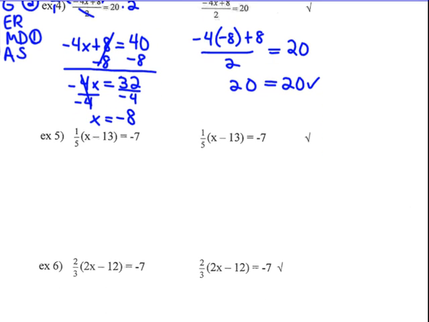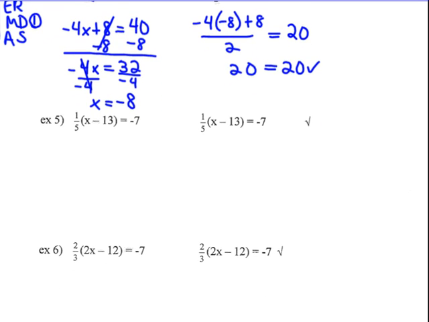I'm also going to do example number 5. 1/5 times x minus 13 equals negative 7. I could distribute that 1/5. But then I have 1/5 x and 13/5. Ugh, I don't want to do that. I don't want to do the distributive way on this one because it actually makes it a little more complicated. I'm giving myself fractions.